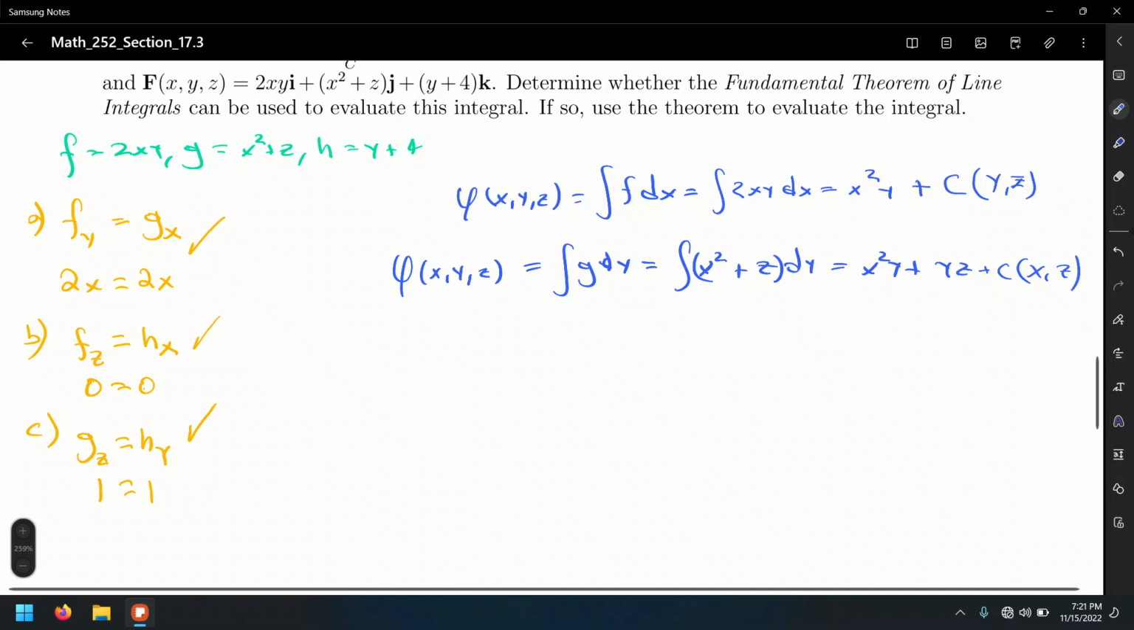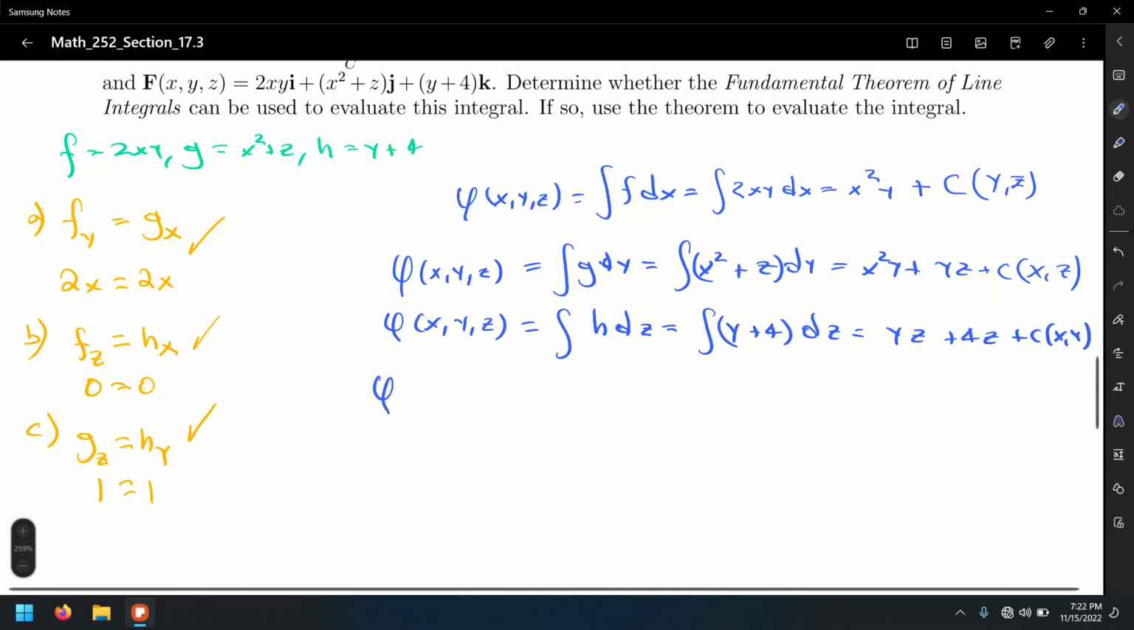Let's do the third partial integration. That's phi of x, y, z. And that's the integral of h with respect to z. Well, so that's just the integral of y plus 4 with respect to z. And in this case, that's yz plus 4z plus c of x, y. Okay, now let's observe all the results from the partial integration and reconcile into a single one.